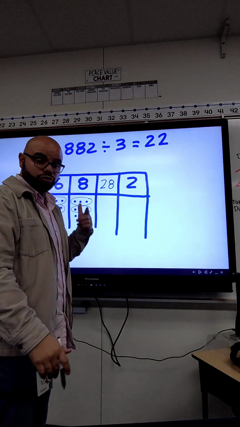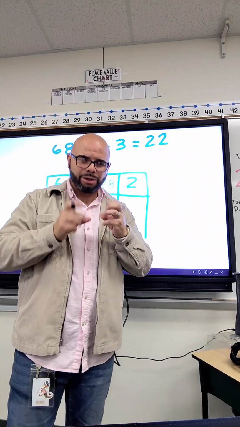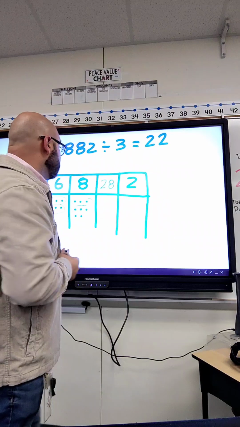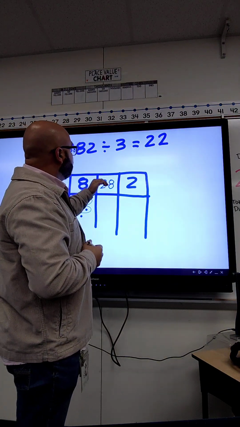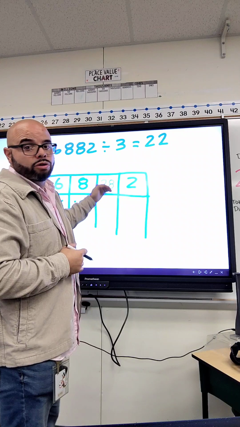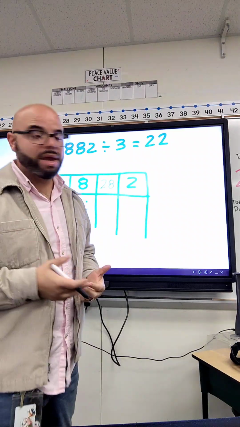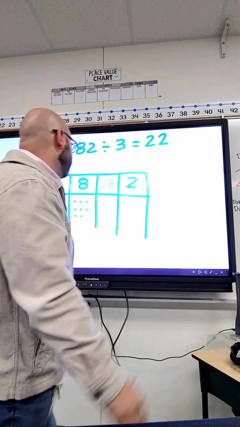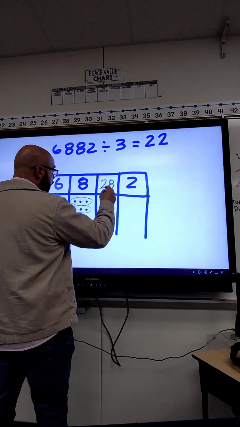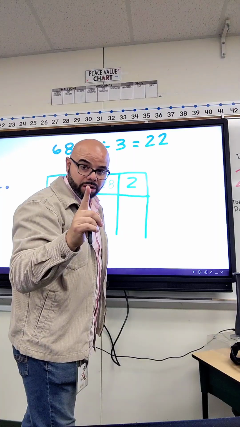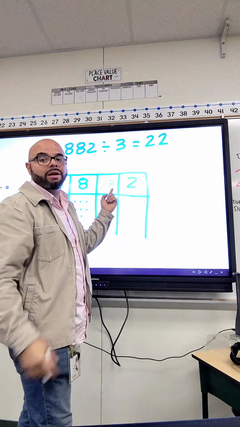Now I have to draw 28 dots. This is where it gets a little bit complicated because you have to draw so many dots. So at this point, what I'm going to ask is: what multiple of 3 comes very close to 28? How many groups can I make of 3 out of 28? In reality, you're saying 28 divided by 3. That would be 9, right? I was able to make 9 groups, which gives me 27. But then I have 1 left over.